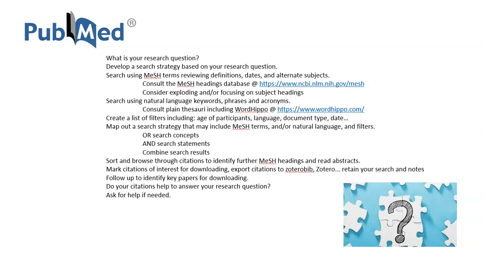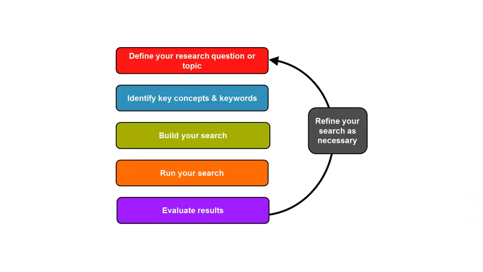Documenting not only what, where, and how you searched is really important for every major search that you did, including this course. Follow up, identify key papers for downloading. Do your citations help to answer your research question, meaning did you find what you're looking for? If not, always ask for help if needed. Even I do that as well. There are experts around the world that help me to do good searches. Importantly, this is the rubric.